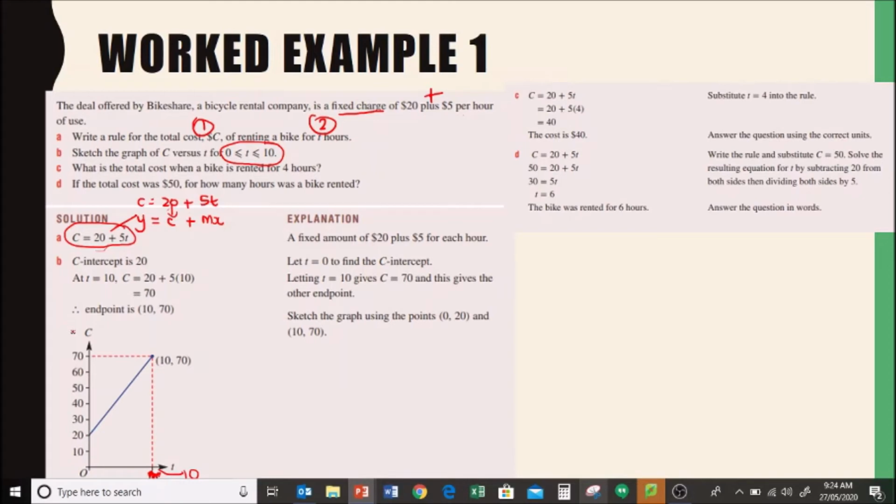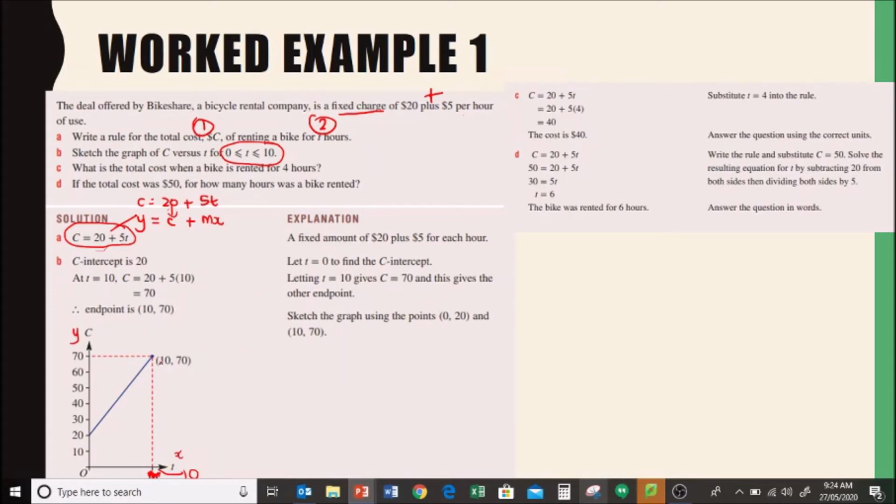So this is the y-axis and this is the x-axis. We don't write y and x, we use the variables that we have, which is c and t. So now that we start at 20, you can just put your other point in using the intercept method, which you would have learnt before this lesson.